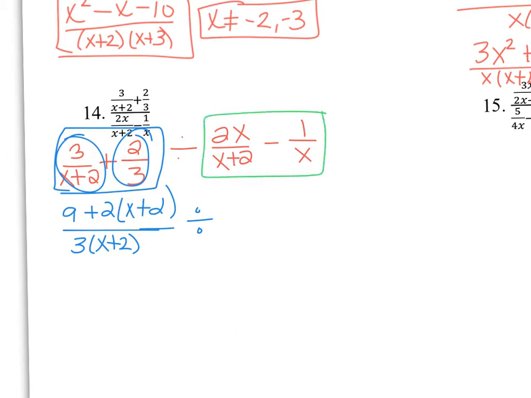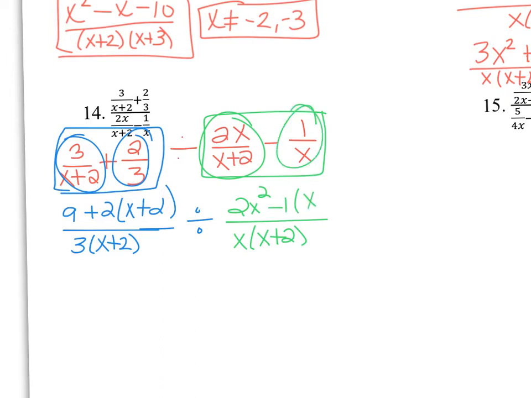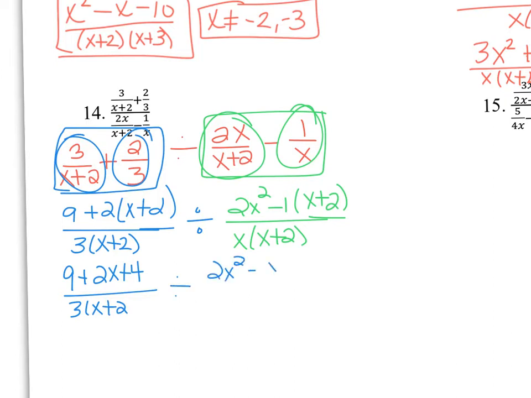On this piece, my common denominator is x times x plus 2. So for my first term, I'm missing an x, which gives 2x squared, minus 1. On this term, I'm missing x plus 2. So now let's clean it up. I'm left with 9 plus 2x plus 4 over 3 times x plus 2, divided by 2x squared minus x minus 2, all over x times x plus 2.